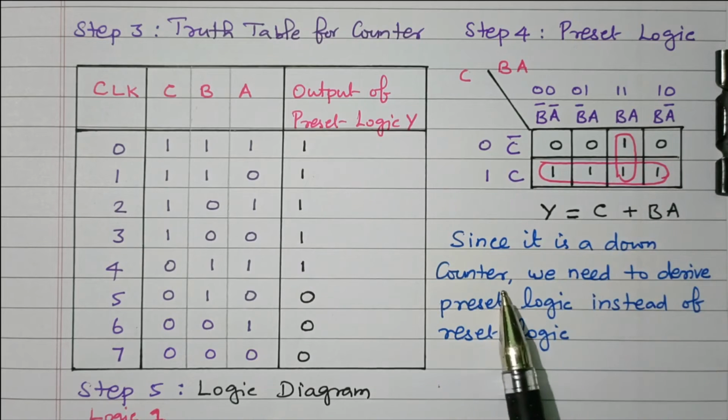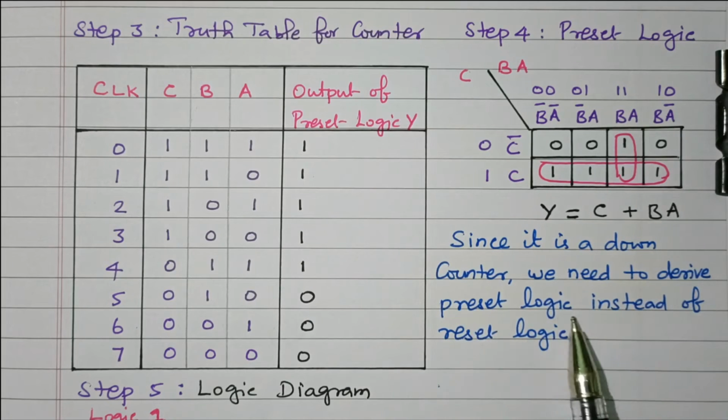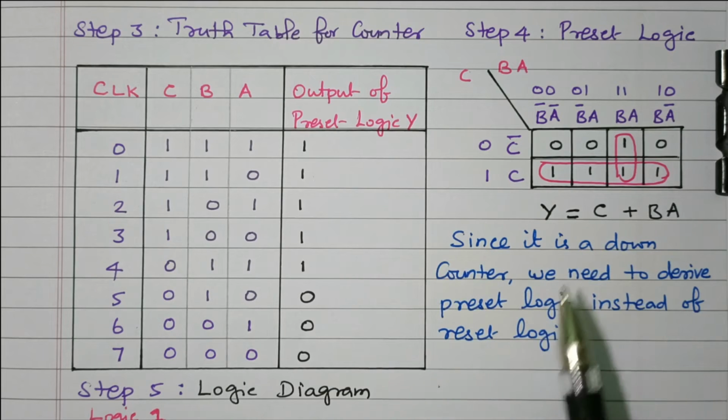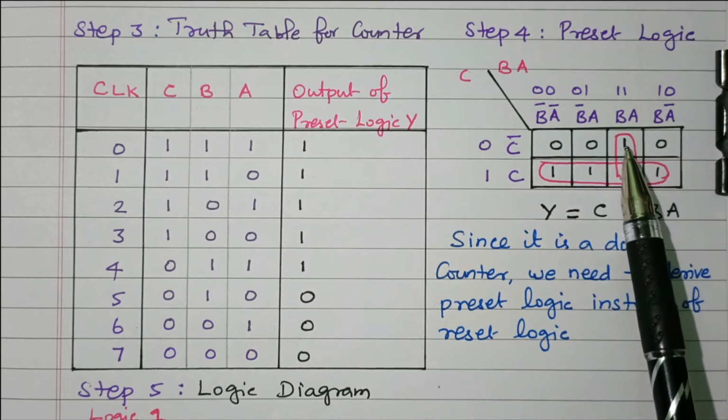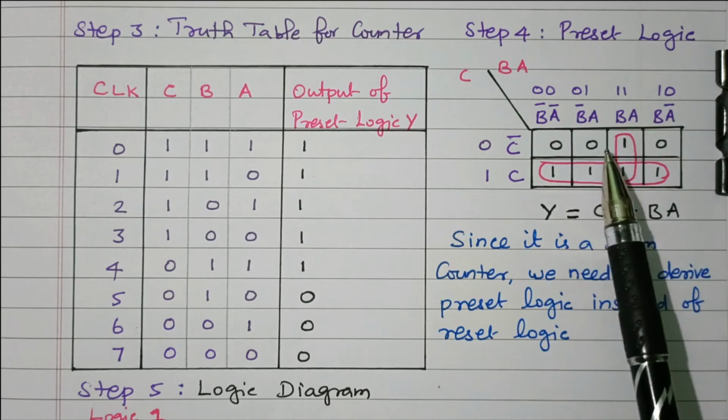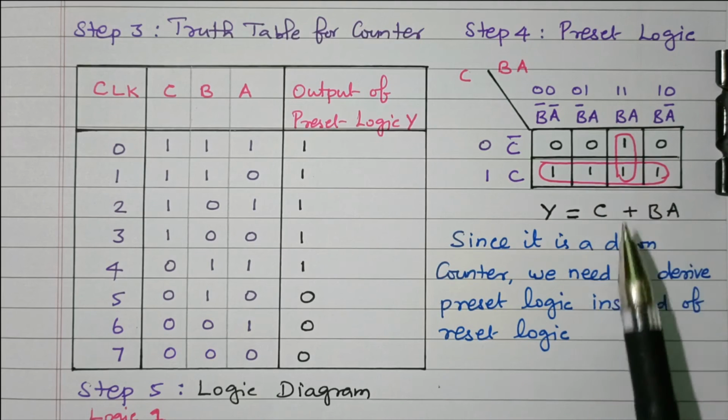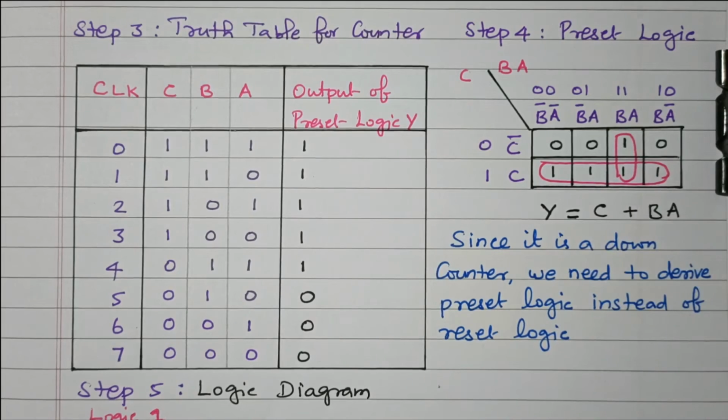Since it is down counter, we need to derive the preset logic instead of reset logic. Right? Up counter means we are using reset logic. Down counter we are using preset logic. So that 0, 1, 2 it will not execute. 3, 4, 5, 6, 7 it will execute because of preset logic.